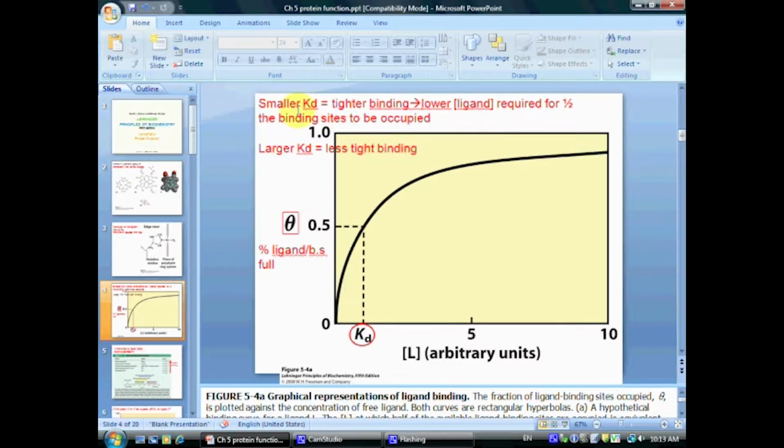So let's look here at smaller KD. So if we had a smaller KD, let's say we shifted KD over here a little bit because we made it smaller, we would expect to have tighter binding, and we would have a lower concentration of ligand needed to reach 1/2 of the binding sites being occupied. But the most important concept to know is that if you have a small KD, you've got high affinity or tight binding. If you have large KD, you have low affinity or low binding.